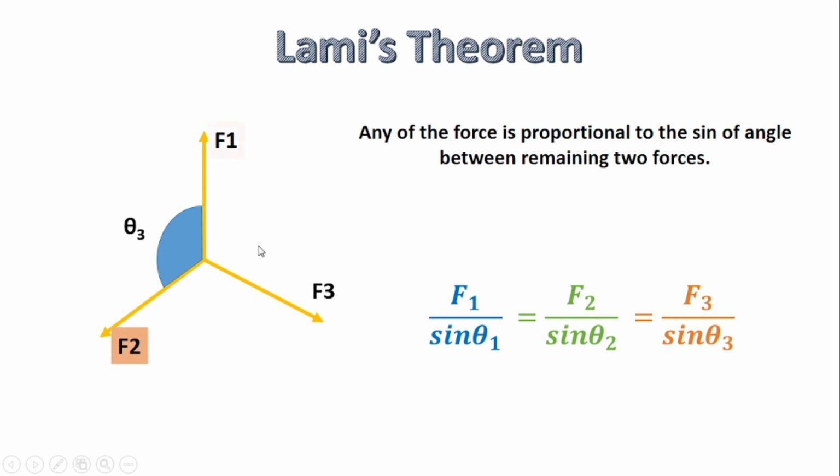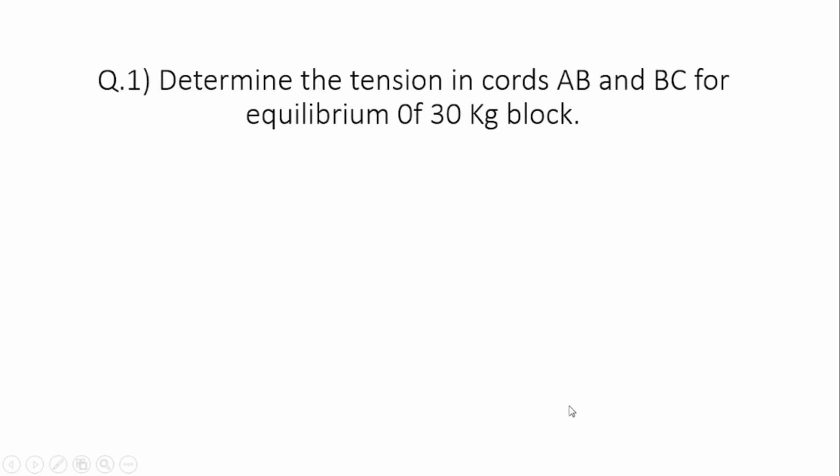It is impossible that all the values are unknown, so one value will be given. So you can start with that term and write the rest of the terms. Now we can compare F1 over sine theta 1 with F2 over sine theta 2 to find the value of F2, and we can compare F1 over sine theta 1 with F3 over sine theta 3 to find the value of F3. In this way we can solve this numerical. So we'll see one numerical based on Lami's theorem.